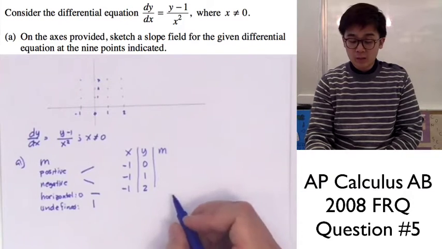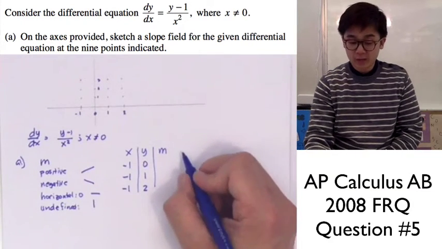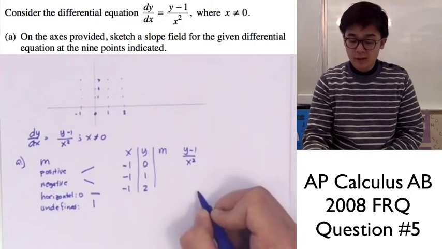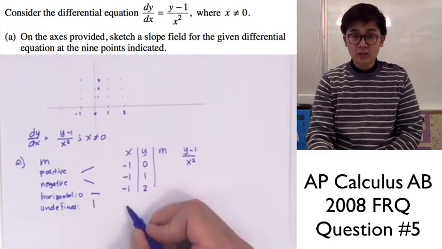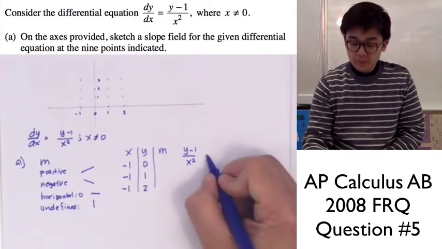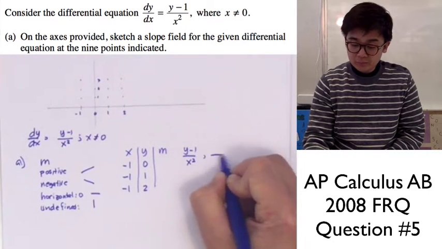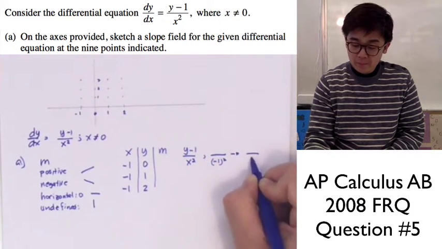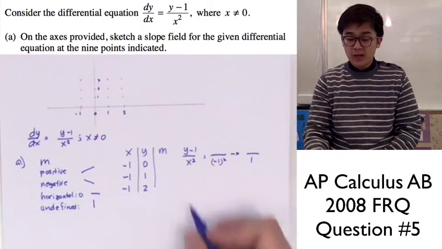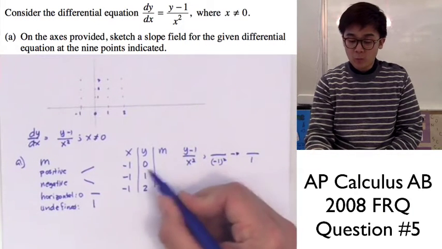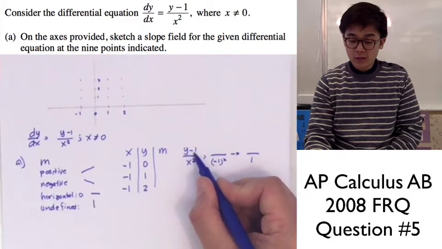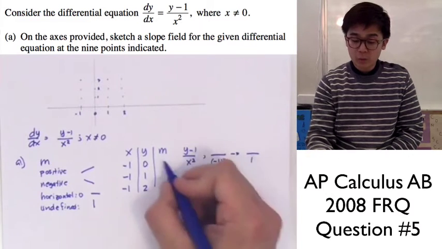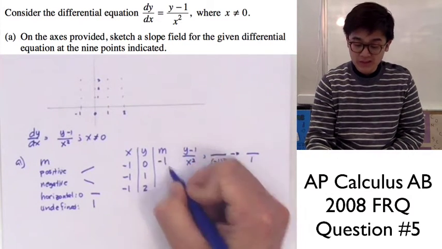Now to find the slope, we are going to use the equation of dy/dx, which is (y minus 1) all over x squared. Since our x value is consistently at -1, we know that the first slope will have -1 squared, which is just going to be +1. By observation, if y is equal to 0, 0 minus 1 is equal to -1. Therefore, our first slope is going to be a negative number, which is -1.